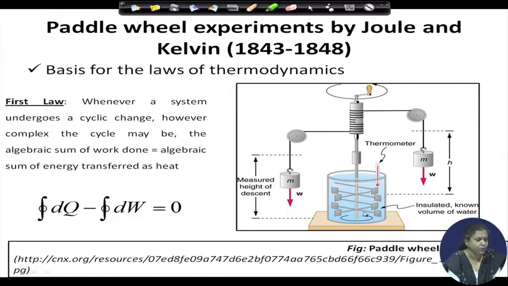Now, after the paddle wheel, they also used other types of devices to perform work on this same volume of water kept in an insulated rigid container. They found out that no matter whatever device they used to perform this amount of work, the amount of work performed was proportional to the temperature increase. For each case, they maintained the temperature increase as constant, and they found that the amount of work performed was proportional to the temperature increase which occurred.